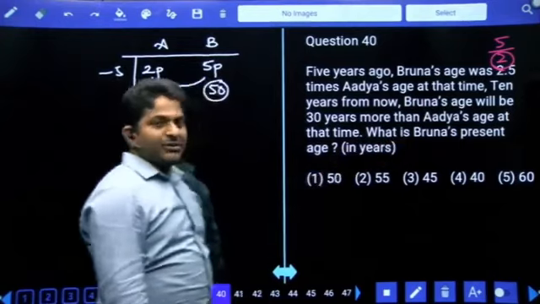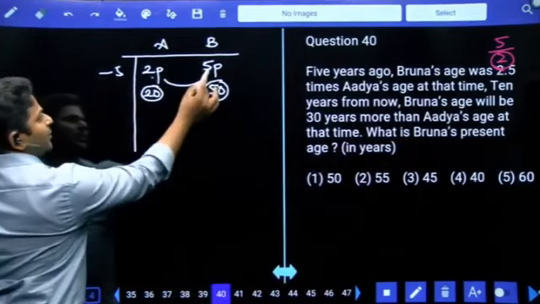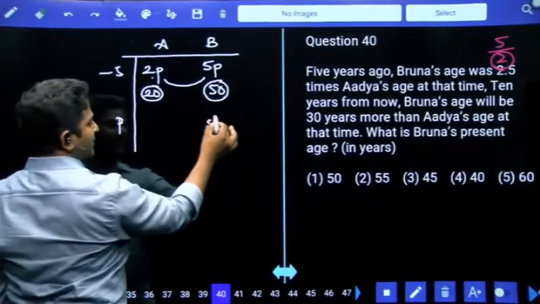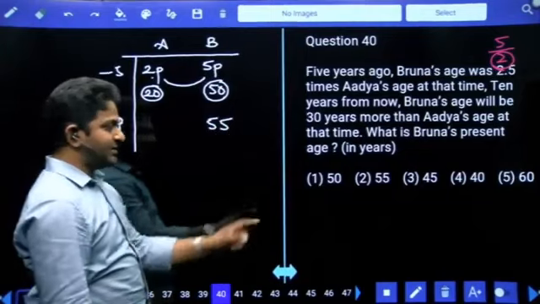What is Bruna's present age? You're asked to calculate the present age of Bruna. Bruna's age was 50 years 5 years back. Then at present 50 plus 5, that is going to be 55 years. Second option answer.